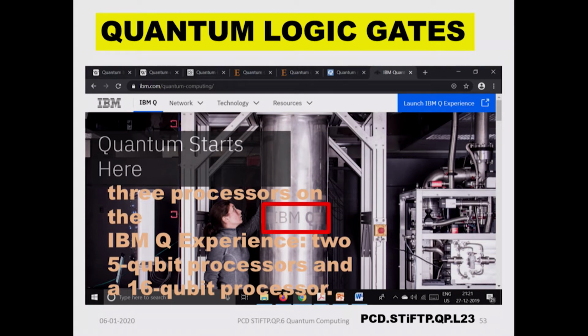It is not that you are going to dispense with classical computers, they will certainly be necessary. They are not going to be replaced by quantum computers, but in addition to that you are going to have to use quantum computers. So, it is important to learn how the quantum logic gates work.